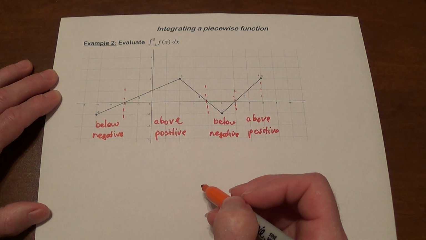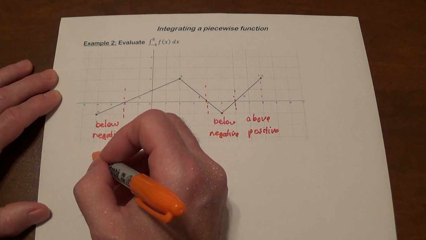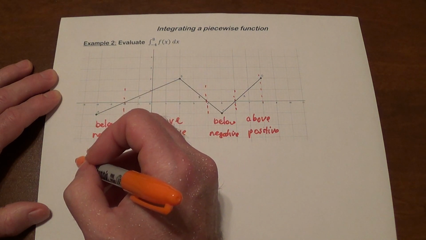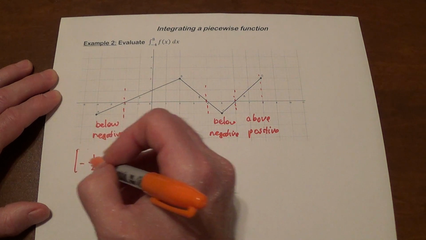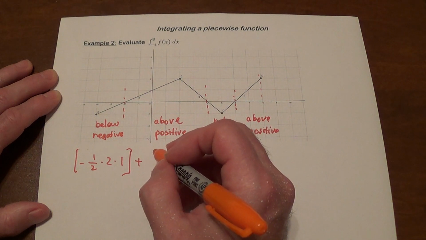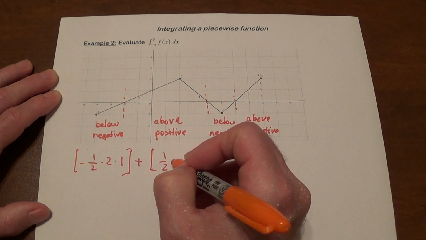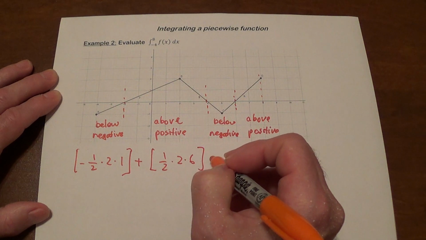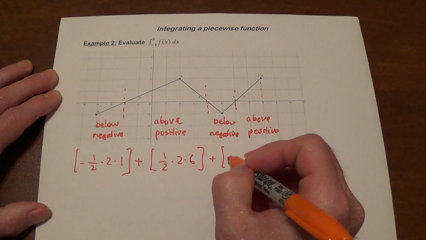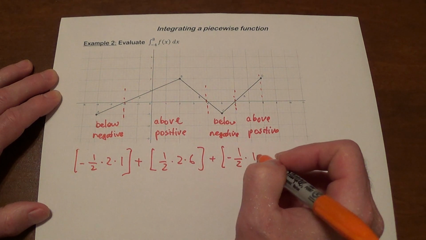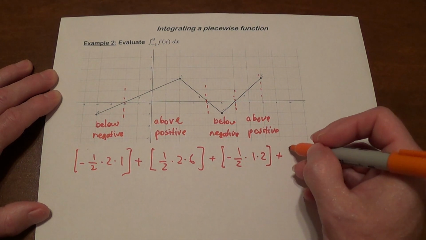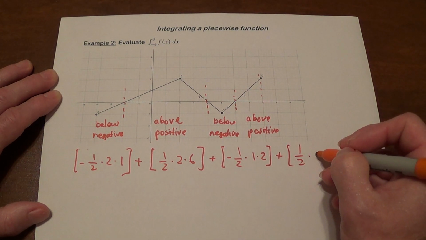So we're going to start here. It's going to be 1/2 times the base, which is 2, times the height, which is 1, but that's going to be taken with the negative sign. Plus our second triangle is above, so everything's positive. So it's going to be 1/2 times 2 times 6. Plus, again, a negative, because below the x-axis is going to be negative, 1/2 times 1 times 2, and then again above, so plus 1/2 times 2 times 2.